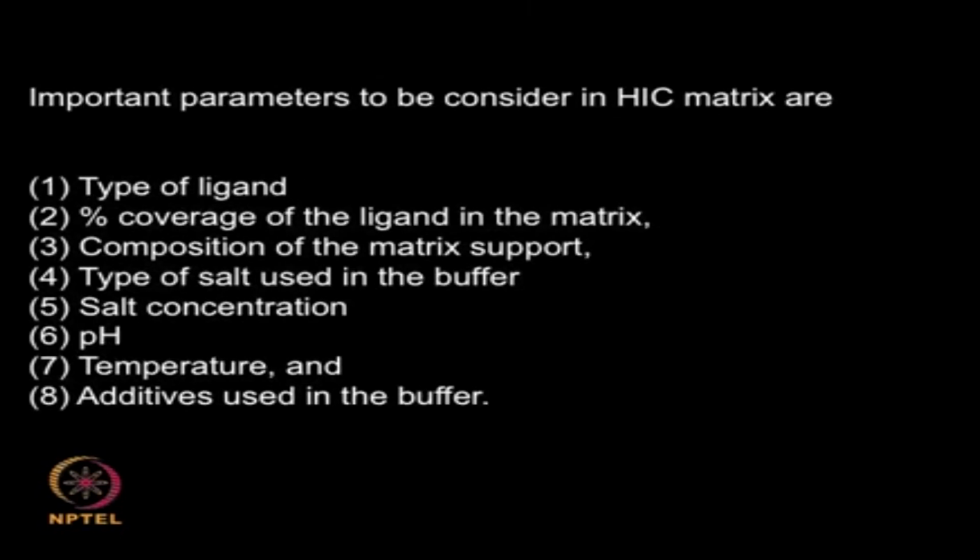Okay. So what are the important parameters we need to consider when we are using HIC type of separation? Type of ligand, okay, what type of hydrophobic groups am I using on top of my stationary matrix, what is the percentage coverage of these ligands on the matrix, composition of the matrix support, what is the type of salt used in the buffer, concentration of the salt, what is the pH, what is the temperature, what are the additives used in the buffer, are you using any other chemicals to change certain surface properties, or are you using some chemicals to change the dielectric constant of the solvent, and so on actually. So these are the parameters which are going to affect the performance of the HIC. So we can play around with these parameters so that I am able to get a good separation in a mixture of proteins based on HIC.